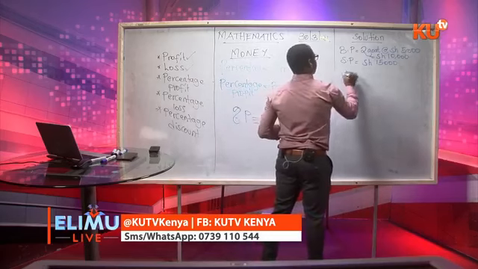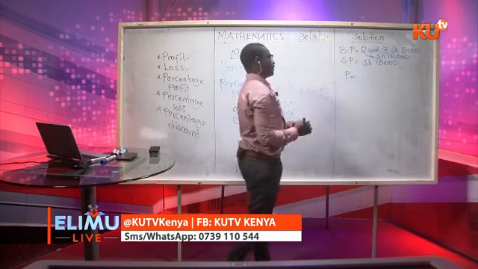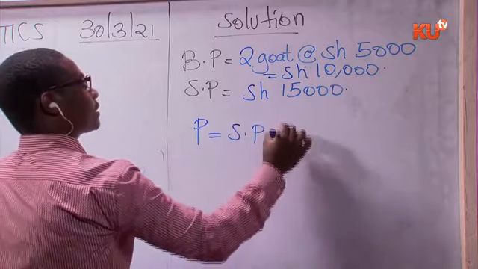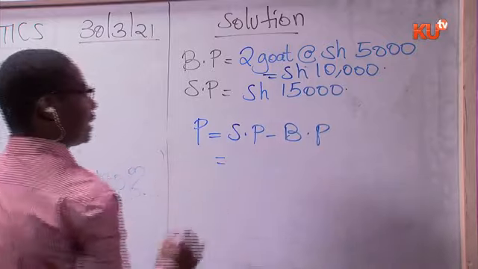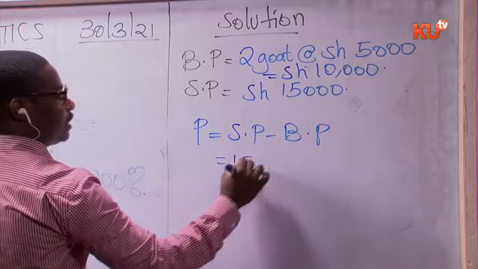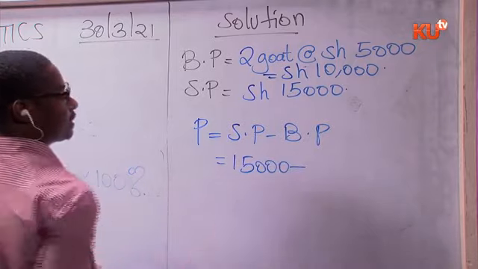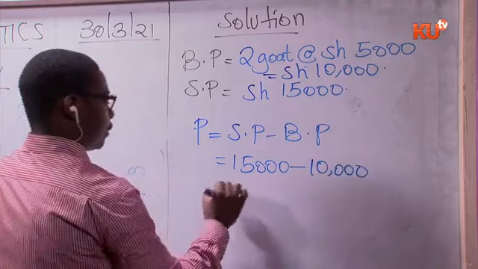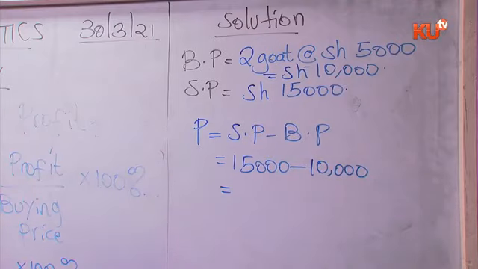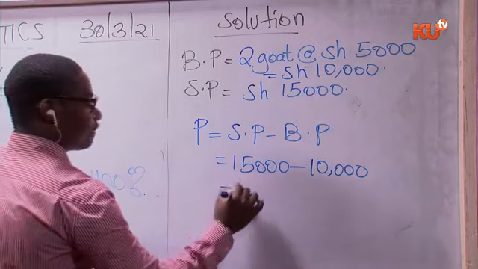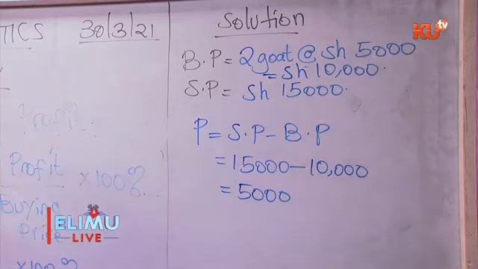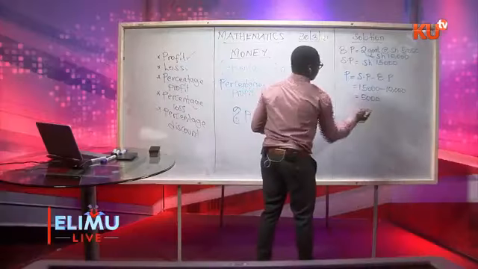So we find profit. Remind me the formula for finding profit, everybody. Selling price minus buying price. So our selling price is 15,000 shillings minus our buying price, 10,000 shillings. When you subtract, we get 5,000 shillings. Now, this is not our answer because that is not what we are looking for. We are looking for percentage profit. This is just the profit.